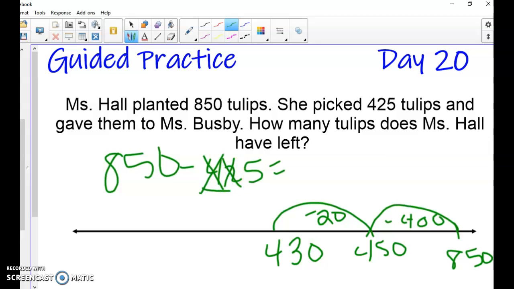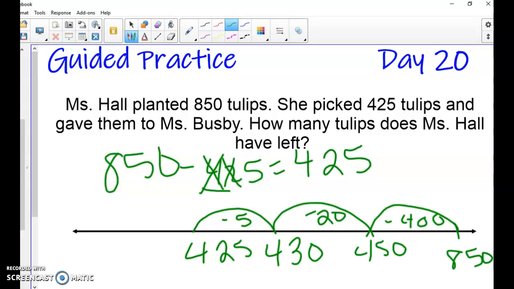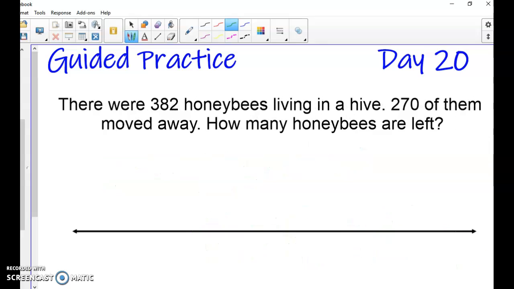And lastly, I need to subtract 5 ones. 30 minus 5 is 25. So 430 minus 5 is equal to 425. This problem should look very familiar to you because we did it yesterday. Let's move on to our last guided practice problem.